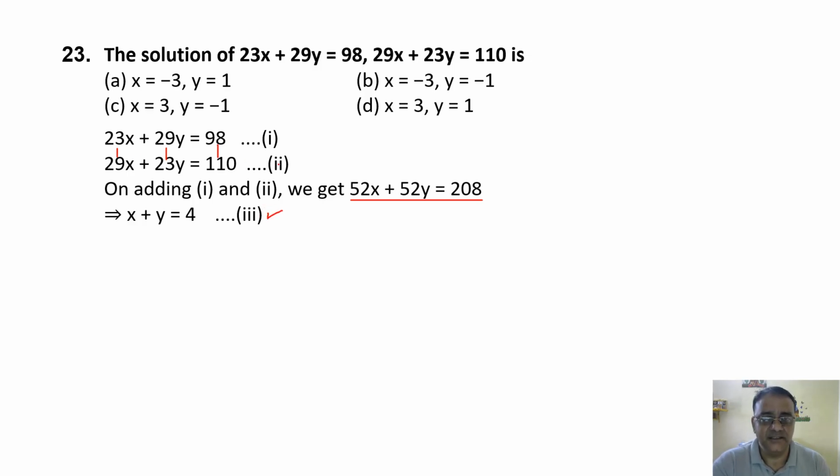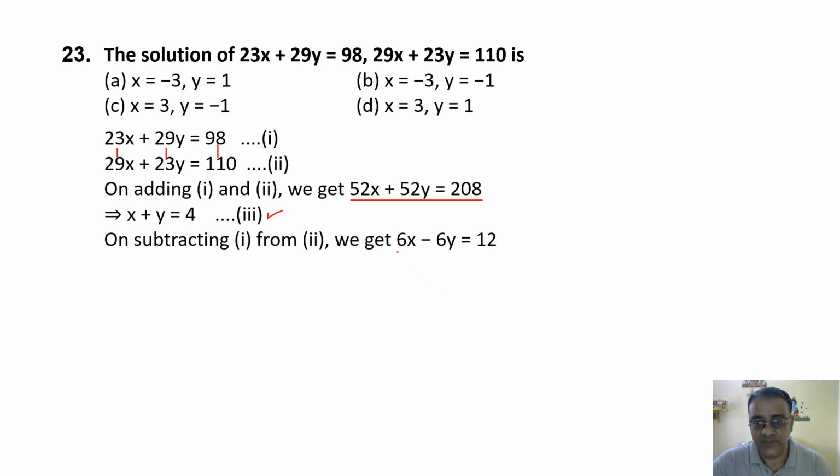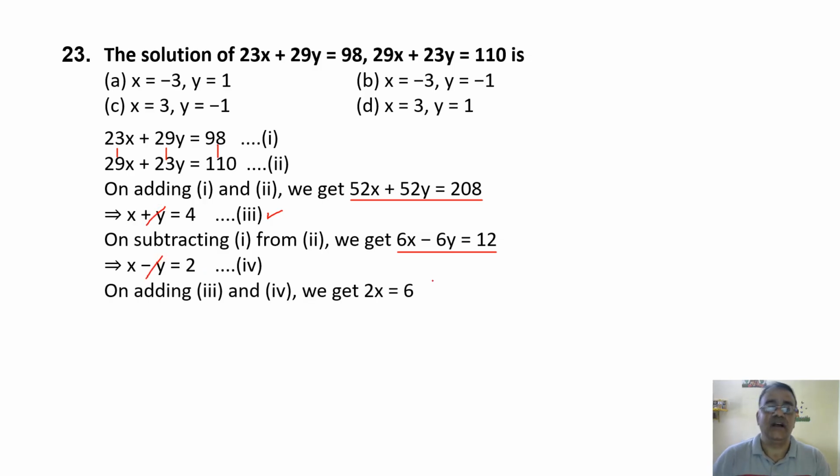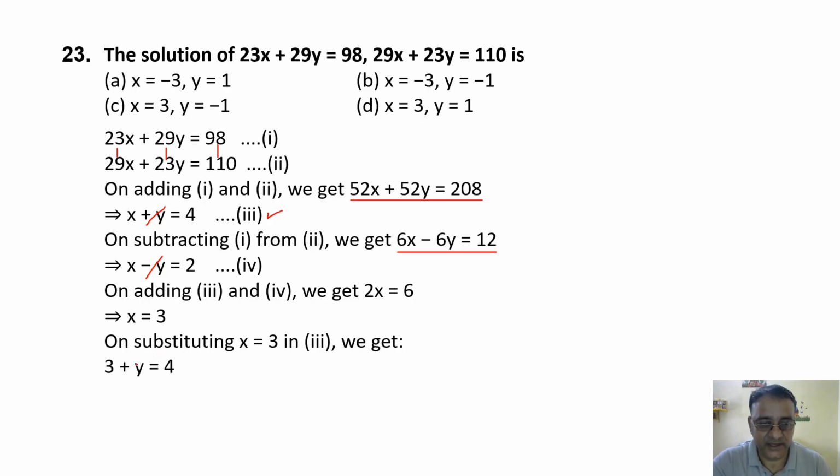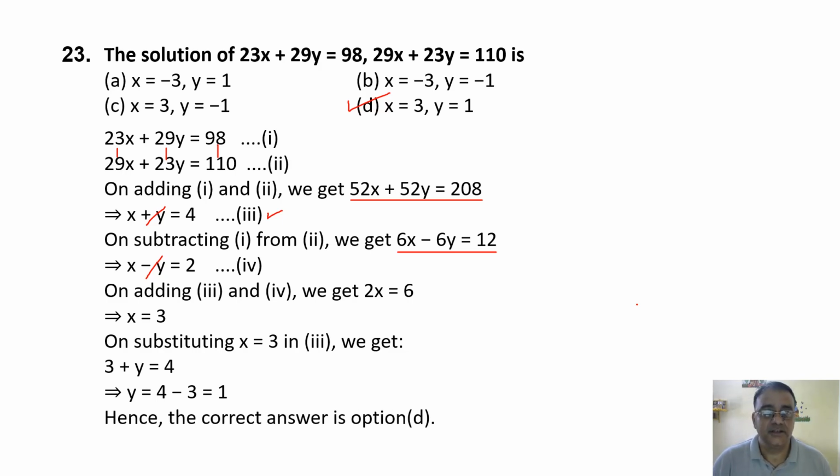If you subtract 1 from 2, उल्टा करेंगे तो यहाँ पे 6x minus 6y is equal to 12 मिलेगा. Now divide all by 6. You will get x minus y is equal to 2. Now we will add these two. If you add, you will get 2x is equal to 6 and x is equal to 3. And y will be 1. ठीक है, y 1 मिल जाएगा. तो करेक्ट आंसर जो है वो ऑप्शन डी है, that is x is equal to 3 and y is equal to 1.